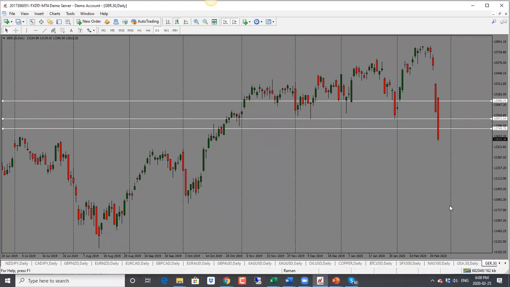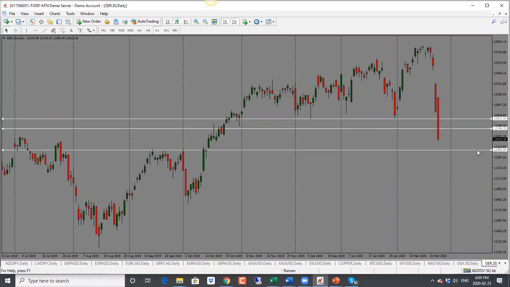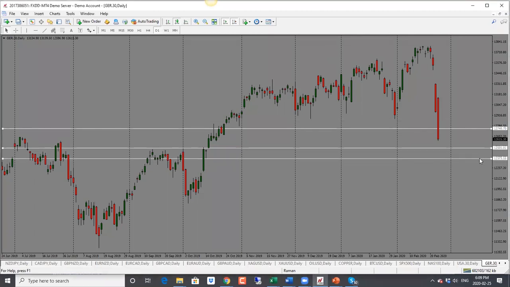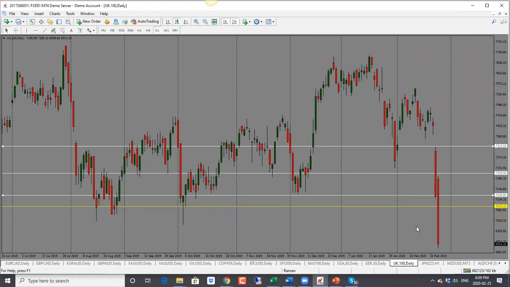DAX, same thing, big drop here. Market was pushing up prior to that, but with the virus, we have seen things turn around. At this point, bias is bearish. I would look for a potential pullback into 12,750, and then first target is 12,500, and then below that we have 12,380. So bearish bias for DAX here.